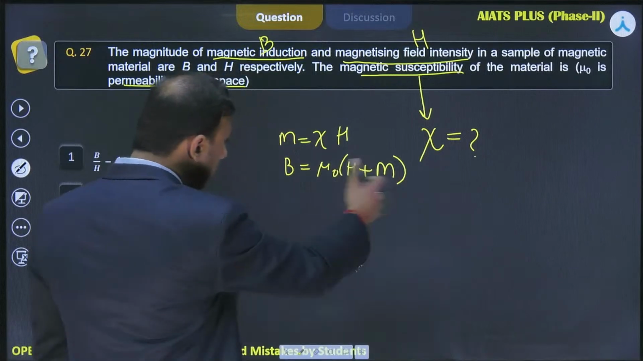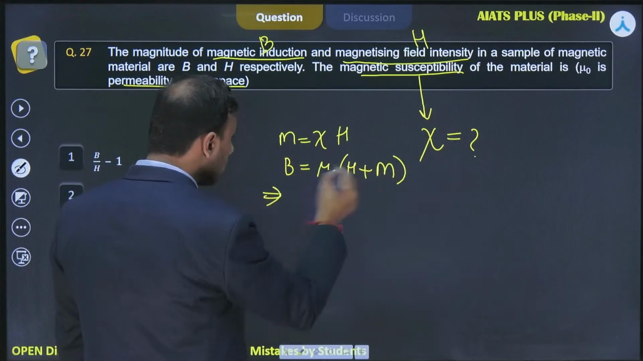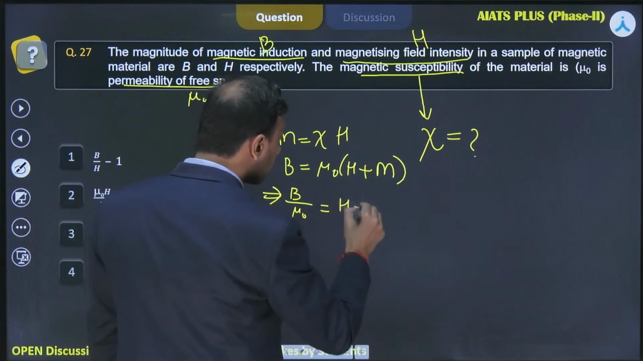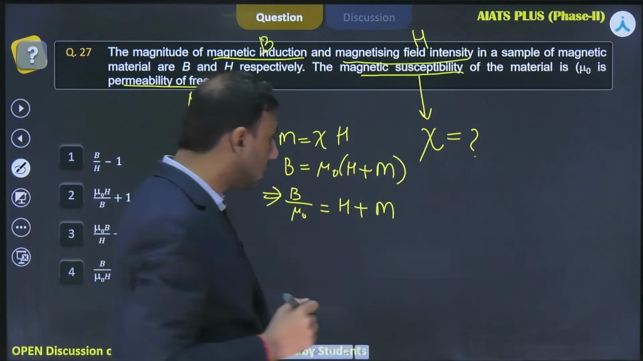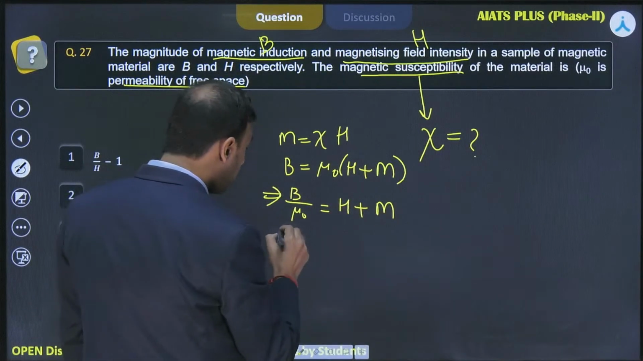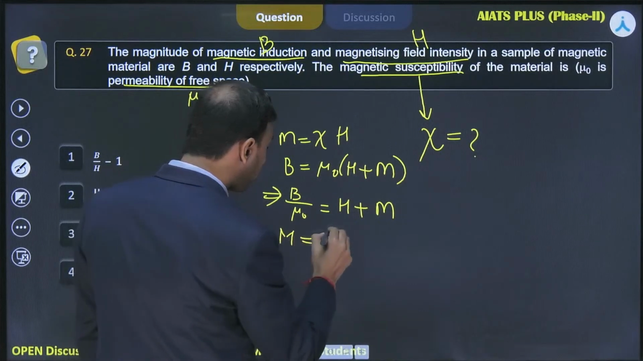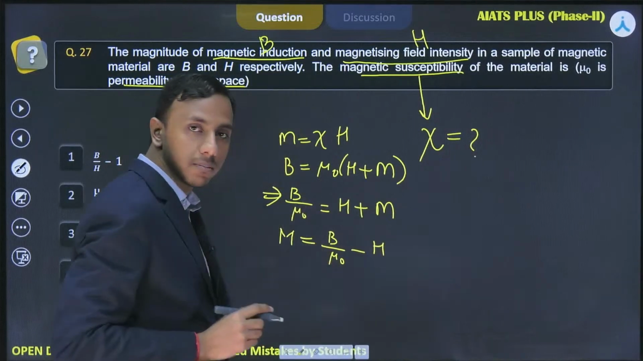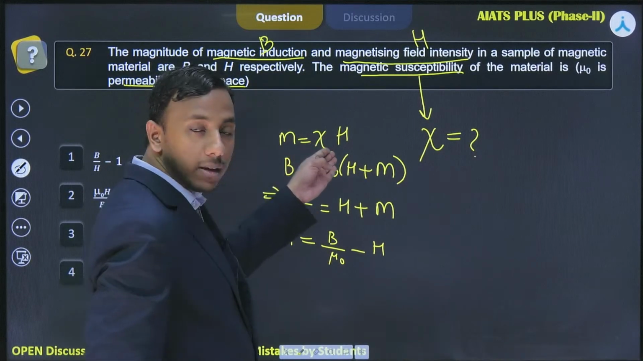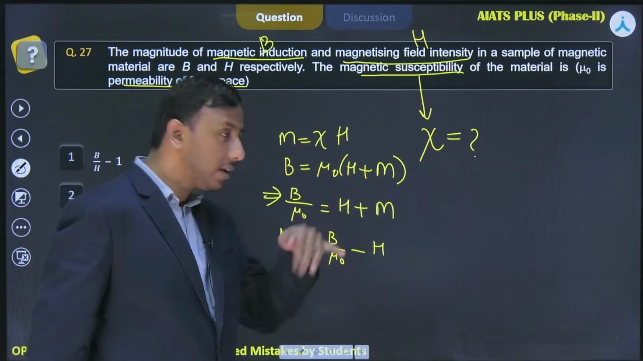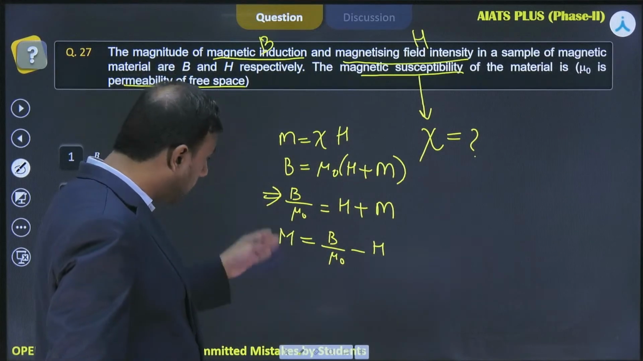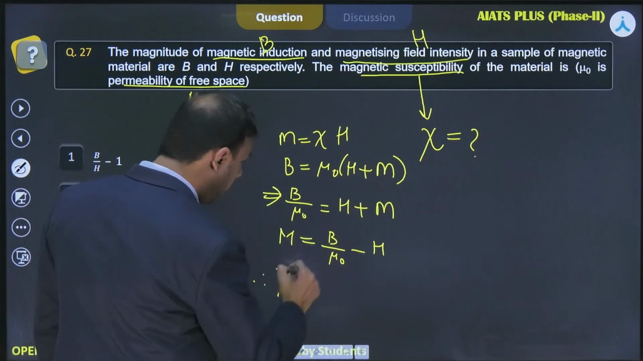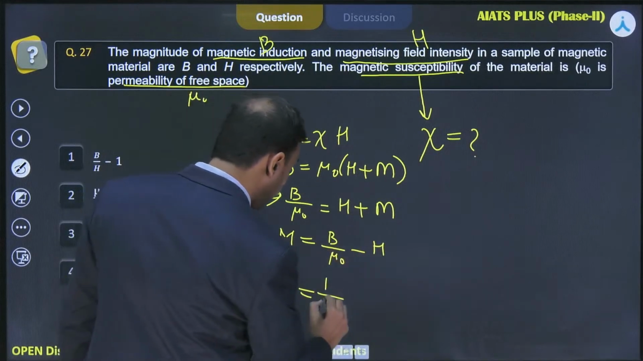So we have to eliminate this M. So what do we have to do? Bring all these terms to this side, right? So what does it become? B by mu naught is equal to H plus M, right? And then bring this H to this side. So therefore M becomes B by mu naught minus H, right? But we were supposed to find xi, and what was xi? Xi is M by H, isn't it? Xi is M by H. So divide this by H again. Divide it, you will get xi. Xi is equal to M by H. So divide it by H, so it becomes 1 by H.